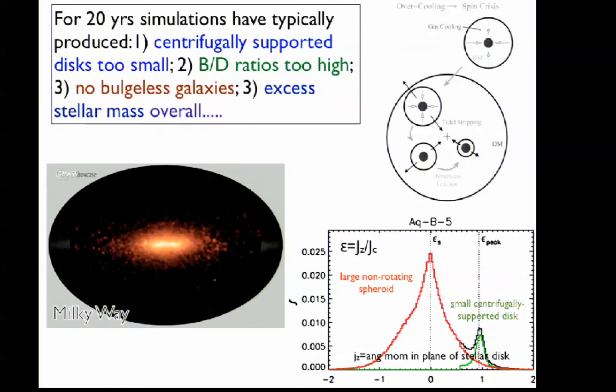Most particles would be in a large, non-rotating spheroid. And so the gas would collect at the center and form stars, and you wouldn't get a disk that is large enough. Bulge-to-disk ratios were too high, no homogeneous galaxies, stellar mass overall. This was the situation a few years ago.